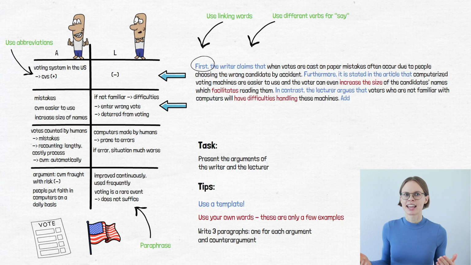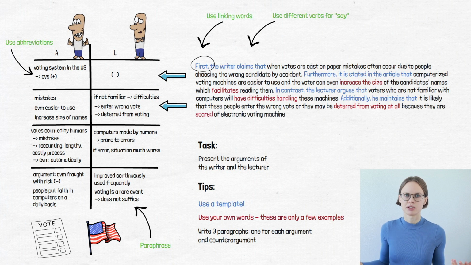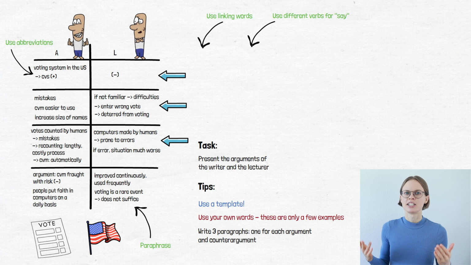Now I go on and I say, "Additionally, he maintains that it is likely that these people enter the wrong vote, or they may be deterred from voting at all because they are scared of electronic voting machines." Now we go on with the second argument of the author and the second counter-argument of the lecturer. Again, make sure that you start each sentence in a different way and that you use different words for "to say."